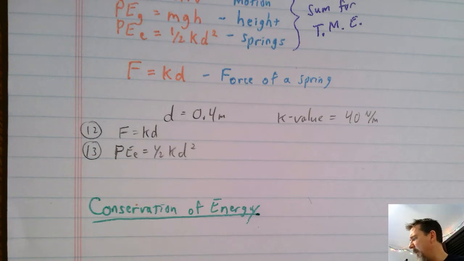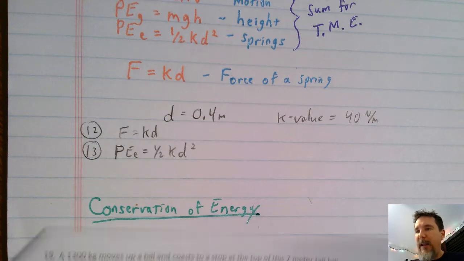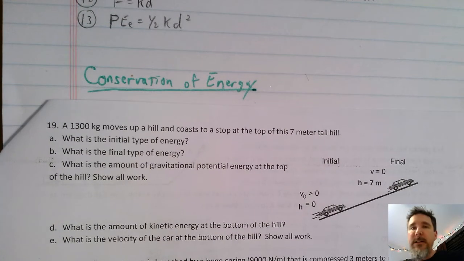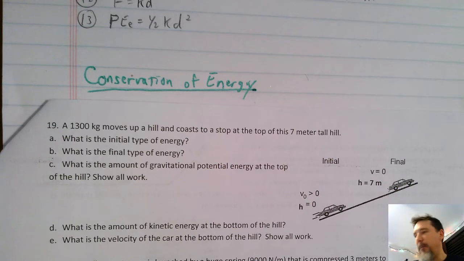So when it comes to that, let's take a look. All right, let's take a look at this question right here. So number 19, we've got a 1,300 kilogram car. There's a weird typo. It moves up a hill and coasts to a stop at the top of the 7-meter tall hill. We want to know the initial type of energy.